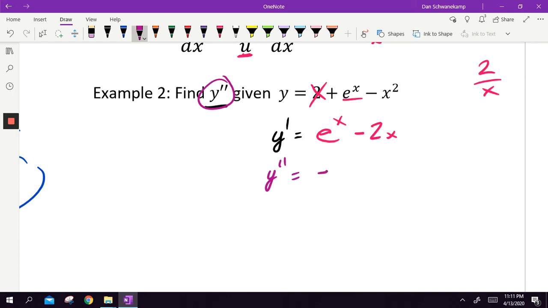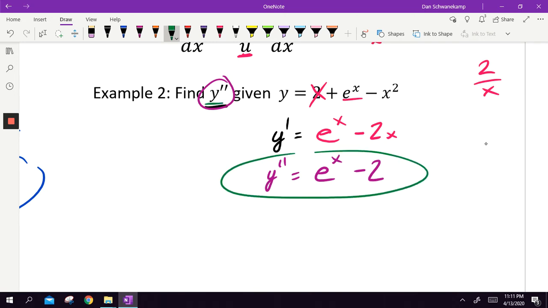The derivative of e is what you see times the derivative of the exponent. The derivative of negative 2x is negative 2. That's it. I could keep going, but that just asked me to find y double prime. This is my answer. But just look, what if I was looking for the third derivative? Derivative of e is what you see. Derivative of negative 2 goes away. The fourth derivative would be the same thing, and so on and so on.